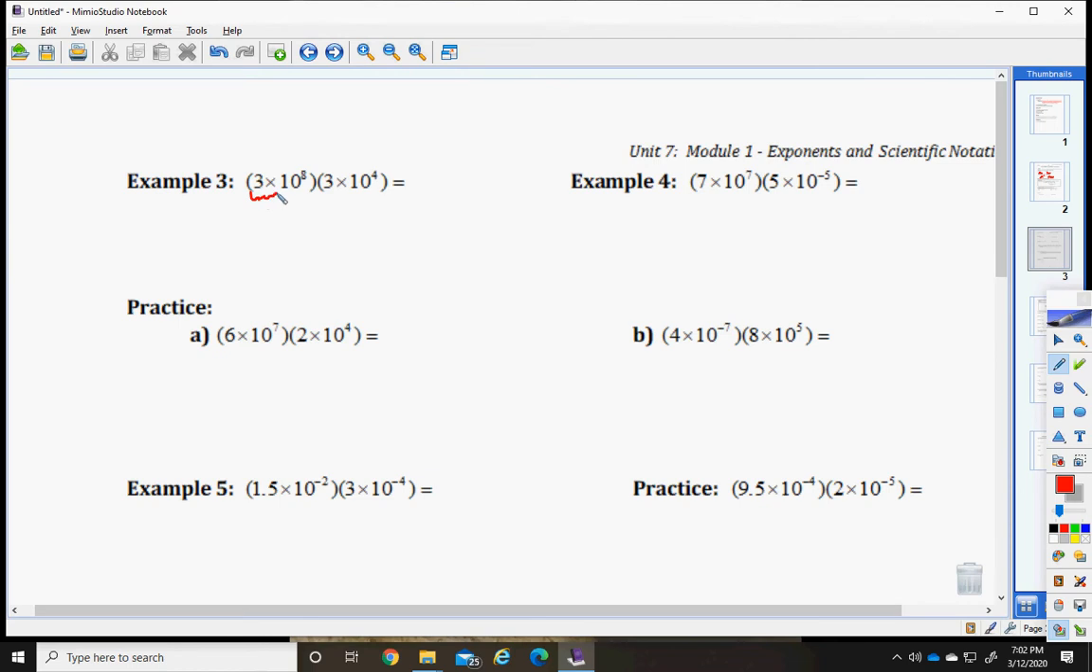You can see that this number in parentheses is in scientific notation, and this number in parentheses is in scientific notation. And when two numbers are next to each other in parentheses, it means to multiply. So I want to multiply these two numbers that are in scientific notation. It's like I want to do 3 times 10 to the 8th times 3 times 10 to the 4th. I actually don't like these multiplication signs. I'd rather it with dots.